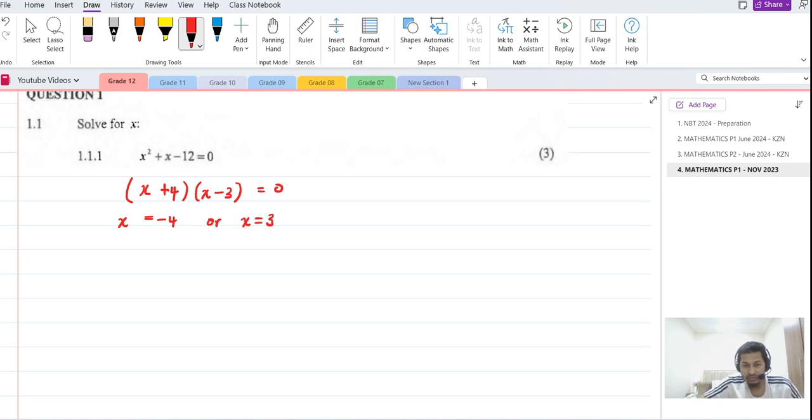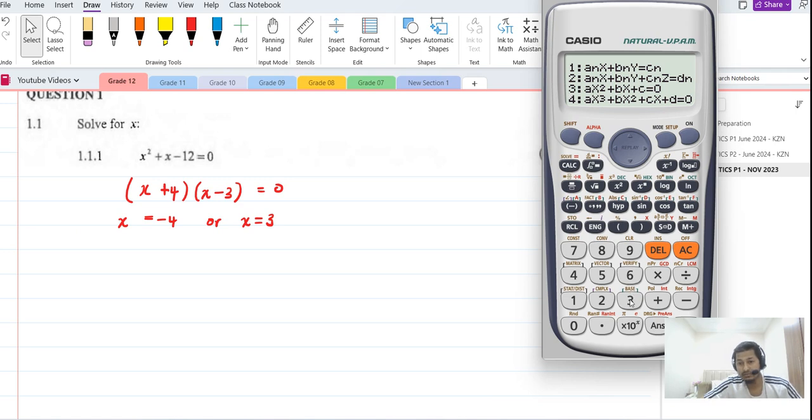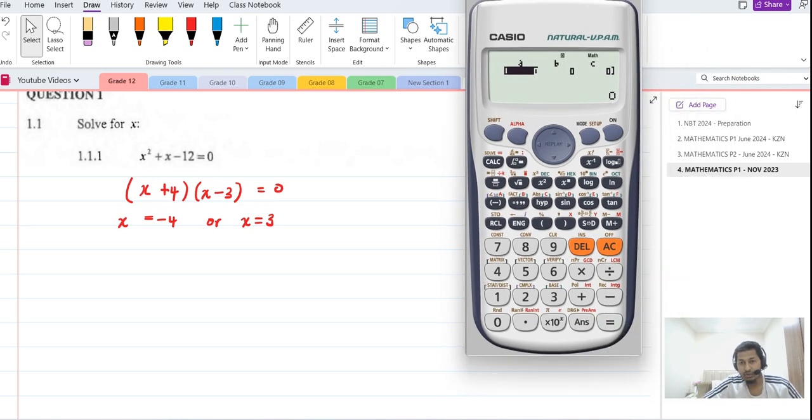Now using the calculator you can use this method here. You can go to mode 5 and 3. Make sure to select the quadratic option. So selecting the quadratic option, the value of a here is 1, the value of b is 1, and the value of c is negative 12. Right, so see what answer you get. You get x equals 3, write it down, and you get x equals negative 4, write it down.